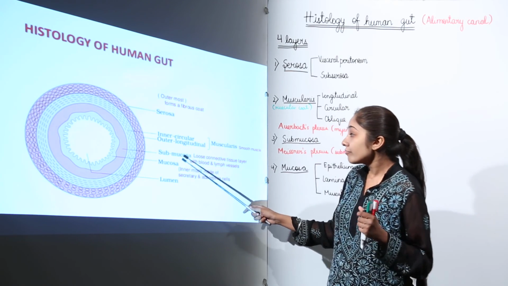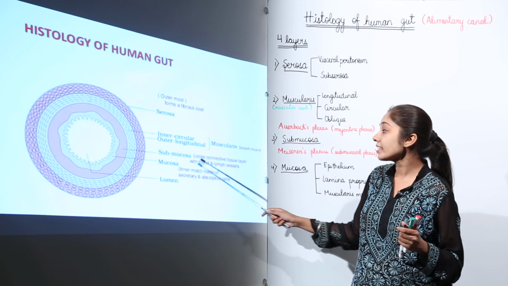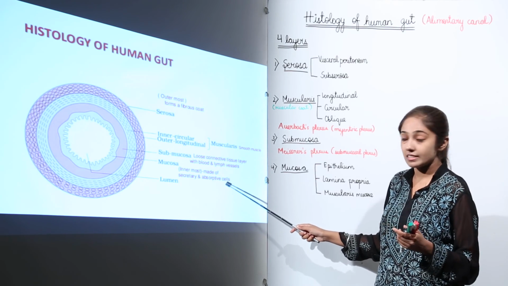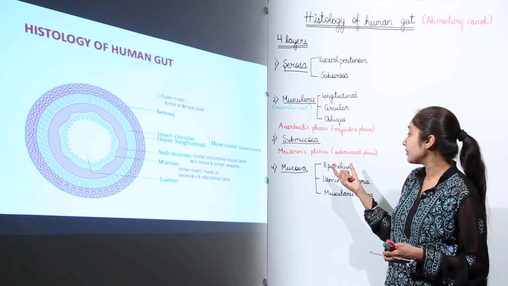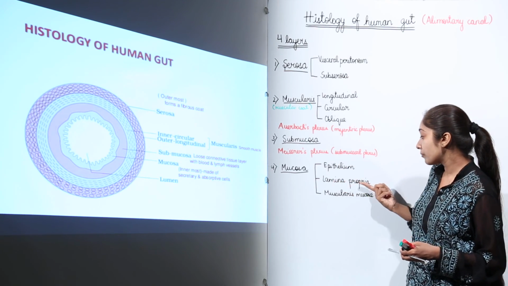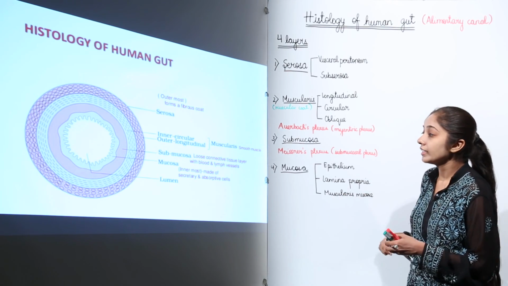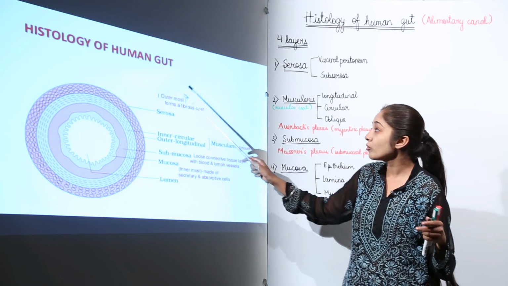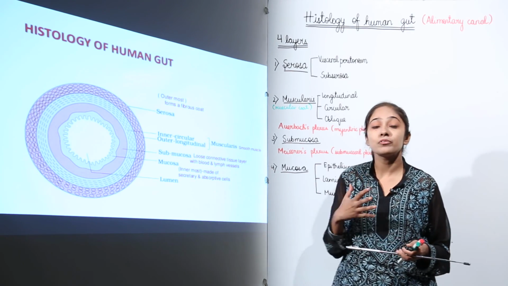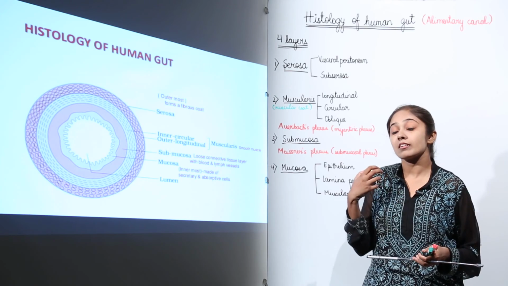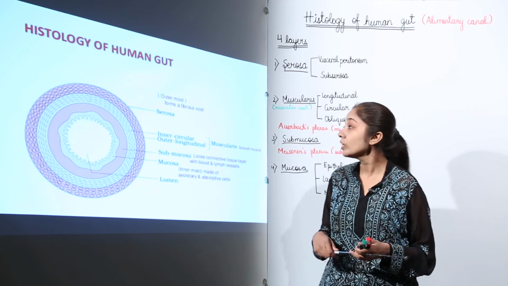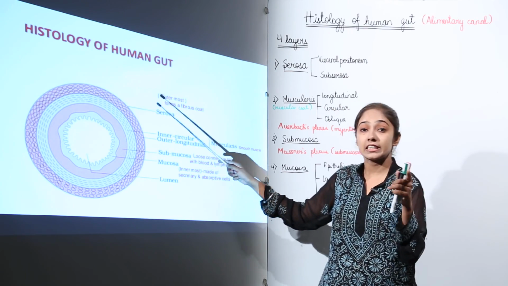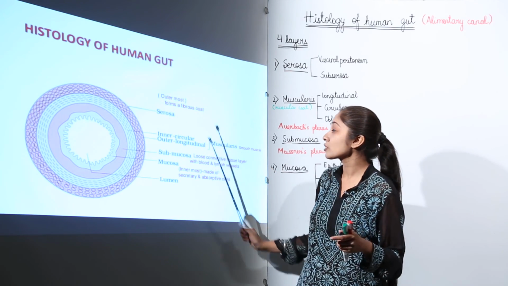Then we have mucosa. Mucosa is the innermost layer, which is made up of secretory and absorptive cells, and in mucosa we have the epithelium, the lamina propria and the muscularis mucosa, and the cavity, as I told you, is known as lumen. The outermost layer, which is formed of fibrous tissue, mostly areolar connective tissue, is the serosa, made up of which tissue? Areolar connective tissue.